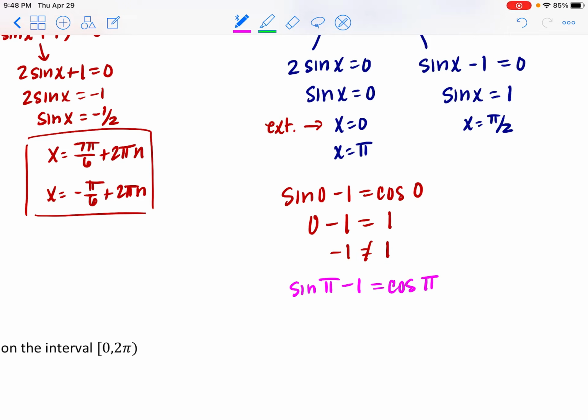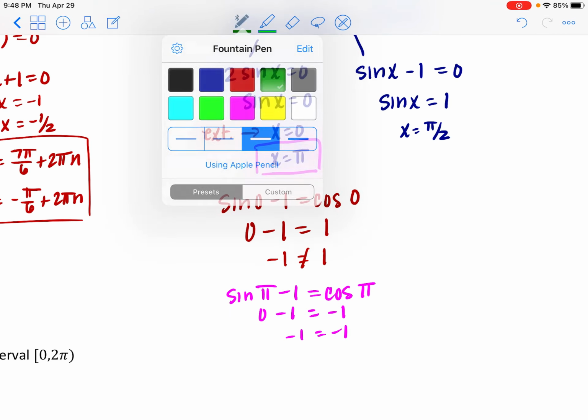So the sine at pi is going to be 0, and the cosine at pi is going to be negative 1. Well, negative 1 does equal negative 1, so that's a valid solution. I'm going to box that one in. And then let's check the last one here.